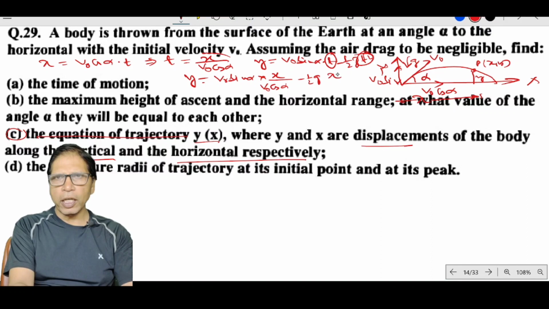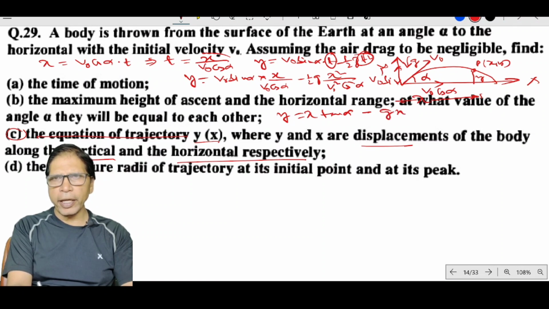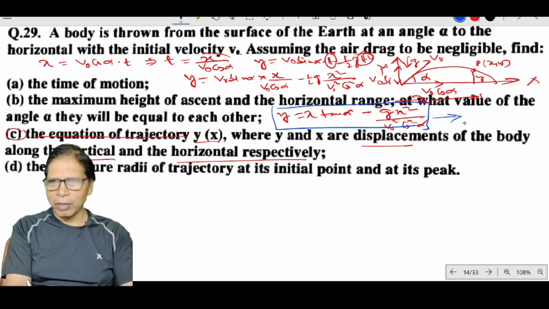t square is x square divided by V naught square cos square alpha. Therefore, y equals x tan alpha minus g x square by 2 V naught square cos square alpha. This is the trajectory of the particle. Look at this, this is the equation of a parabola. So the trajectory is parabolic.